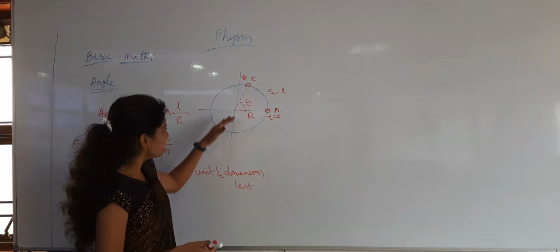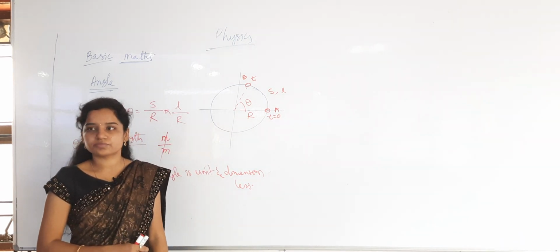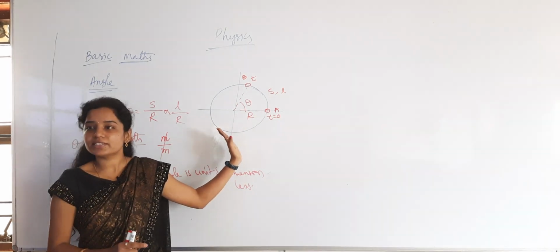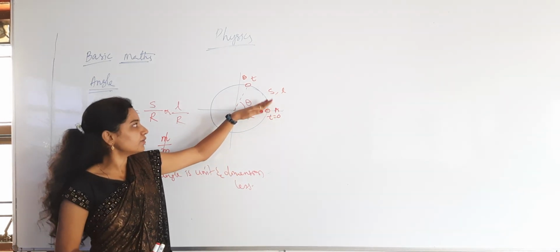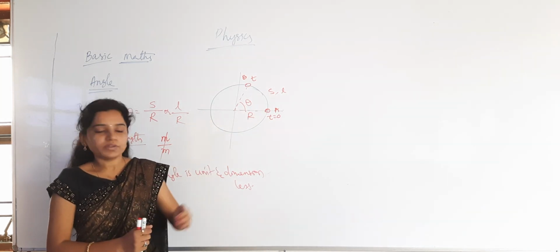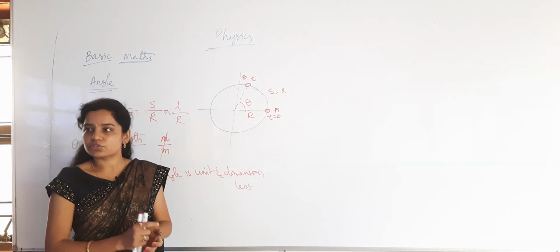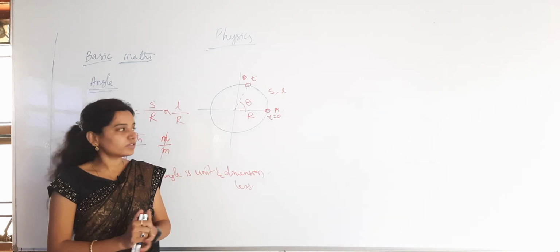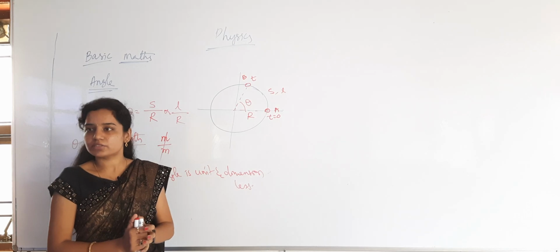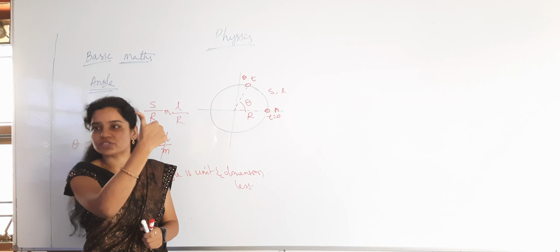Now in this diagram, tell me whether the angle is positive or negative. Angular displacement is positive or negative? Whenever we go in the anti-clockwise direction, we are obviously increasing the angle. From here to here I am increasing my angle, so the angle will be positive. Whenever you come in the clockwise direction, you are decreasing the angle, so the angle will be negative. Based on the same thing, the angular velocity direction also depends. Whenever you go in the anti-clockwise direction, the angular velocity will be positive.